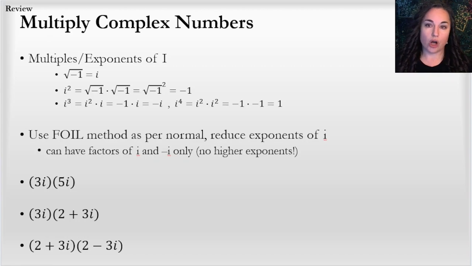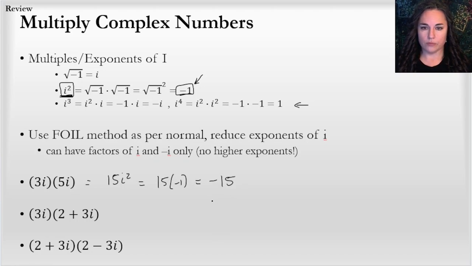Multiplying complex numbers involves multiples or exponents of i. I have i squared up here, and that is most frequently what I will see used. I did put what i cubed and i to the 4th are up here, but more frequently I'll see i squared, and reminding you that i squared is -1. So if I do 3i times 5, I'm going to get 15i squared, but I know i squared is -1. So I can put a -1 in there and get -15. You may just skip this step if you become fluent enough in i squared. I don't need you necessarily to show the work there.